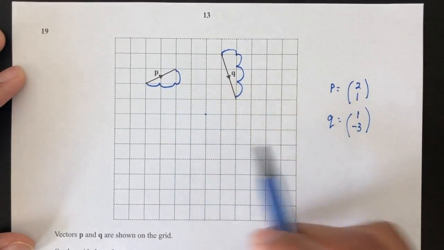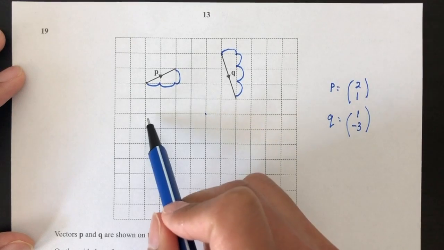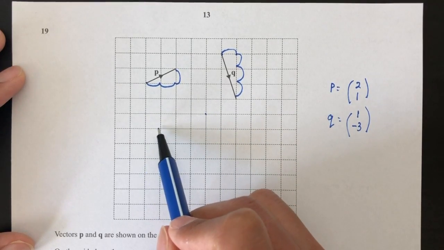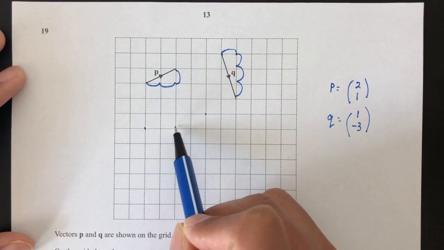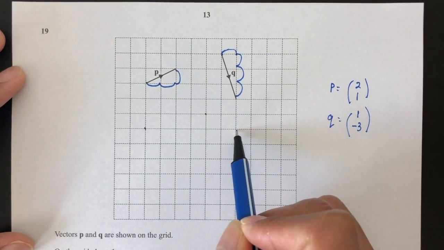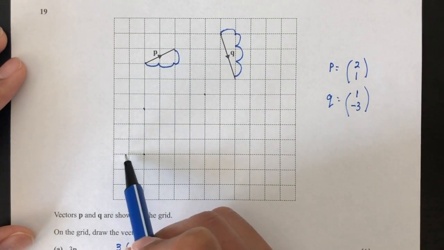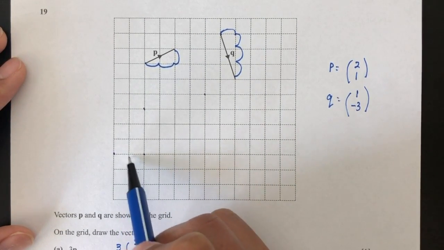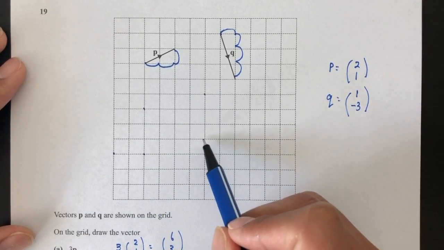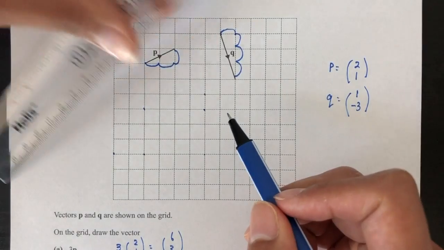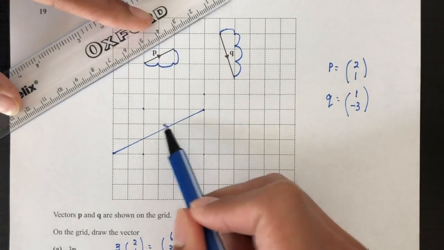Wait, p is this one. Mistake. P is this one. So 6, 3. So let's draw here. It starts here. 1, 2, 3, 4, 5, 6. No space, so let's go here. We have some space. So 1, 2, 3, 4, 5, 6, and then you have to go up by 3. 1, 2, 3. Okay. So this going to this will be 3p.